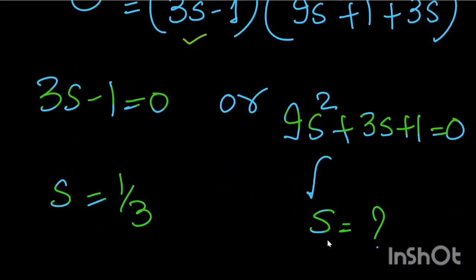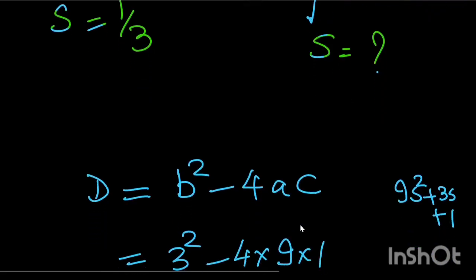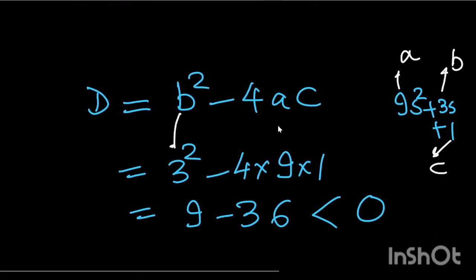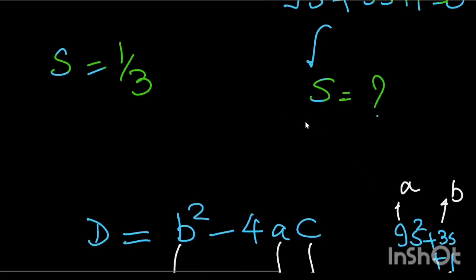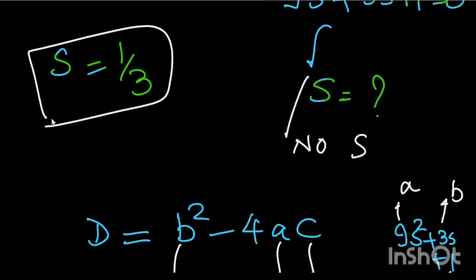Can we get any s value from the quadratic? We can check the discriminant of this quadratic, b square minus 4ac, where this is a, this is b, and this is c. Substituting the values of a, b, c, you will see this is minus 27, which is negative. So no real roots, so we won't get any s from it. Whatever s we got is 1 by 3 here.